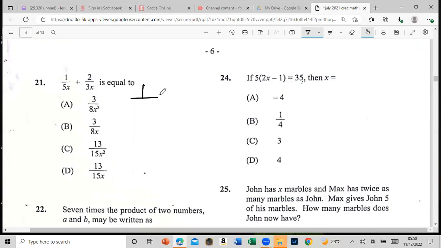So it's an algebraic fraction. We're going to simplify. How can we solve this? When you're adding, you must find the LCM. The LCM of 5 and 3 will be 15, so that's 15x. From there we divide into this; we have 3, so we multiply again by 3.